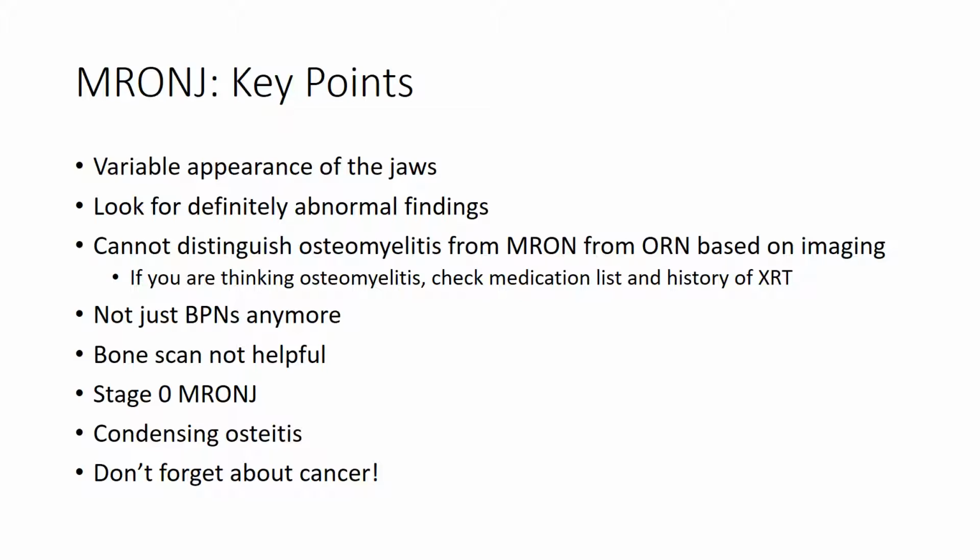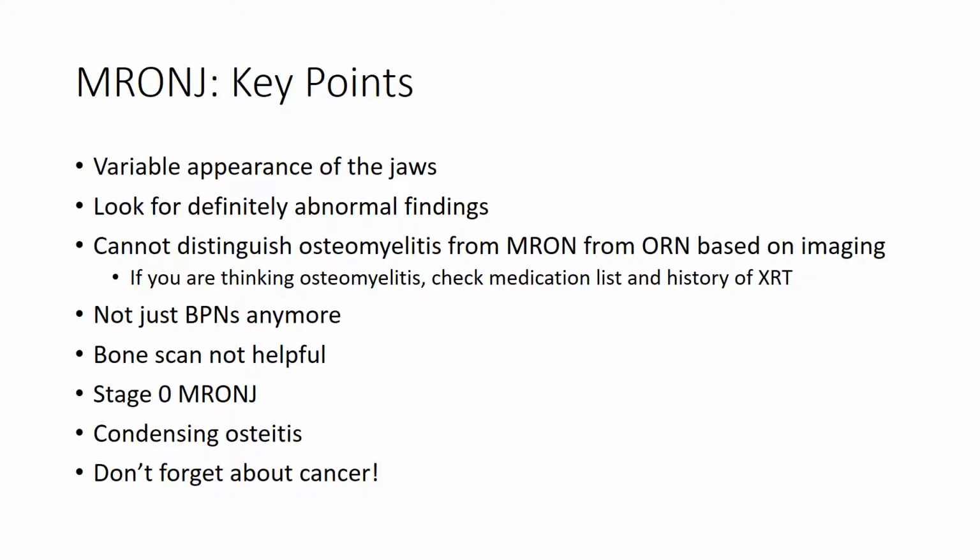So here are the key points of this lecture. There's a variable appearance in medication-related osteonecrosis, and it can include sclerotic areas, lytic areas. I think sclerosis is probably the most consistent feature, but is also the most nonspecific. You really want to look for those definitely abnormal findings. And this is really important. You cannot distinguish osteomyelitis from medication-related osteonecrosis from osteoradionecrosis based on imaging, so you have to check the history.